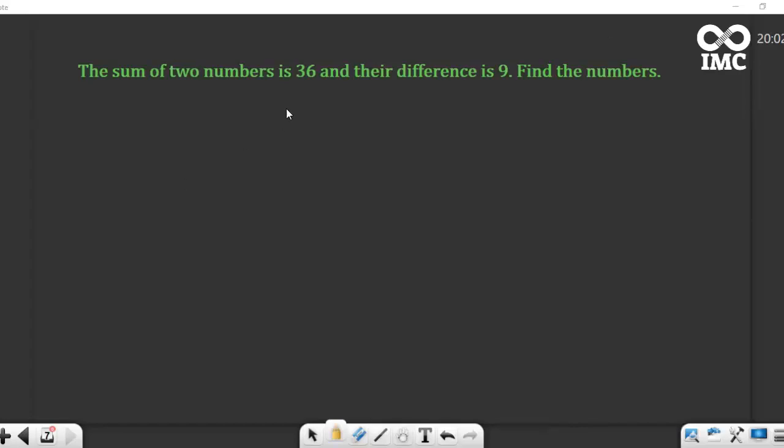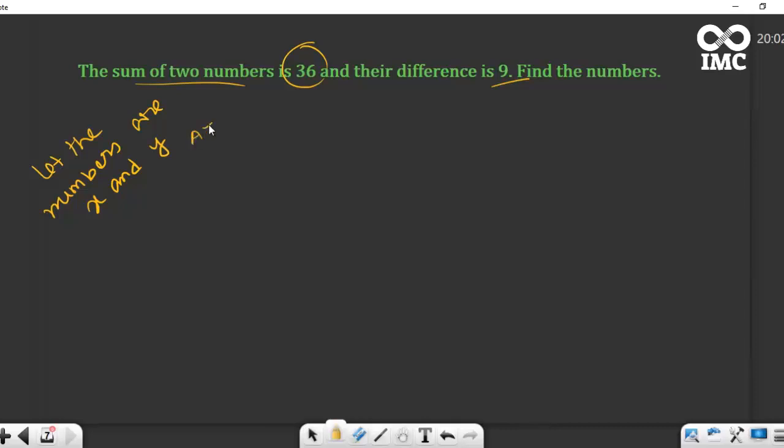Here, the question says the sum of two numbers is 36 and their difference is 9. Find the number. So we can say let the numbers be X and Y. Now, the question says sum of the numbers. So according to the question, we can write sum of two numbers, that means X plus Y is 36, where X is the largest number and Y is the smallest number.